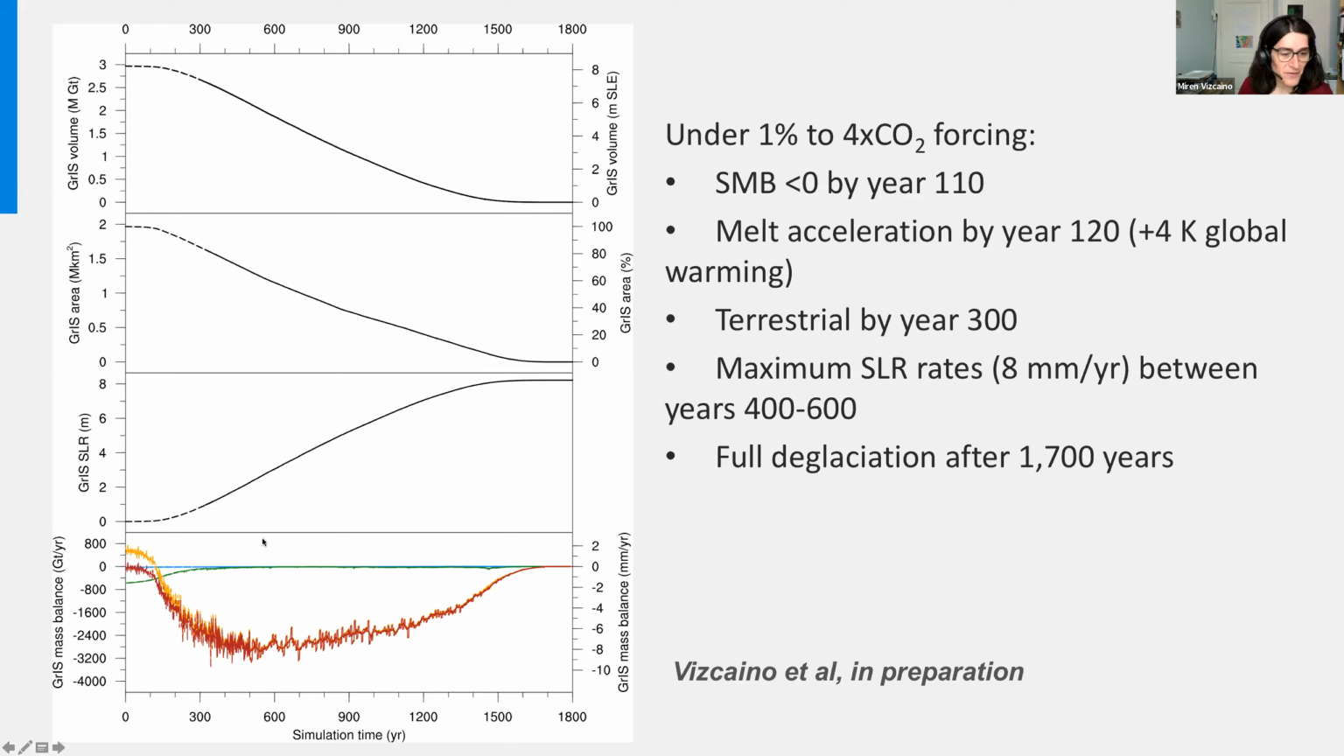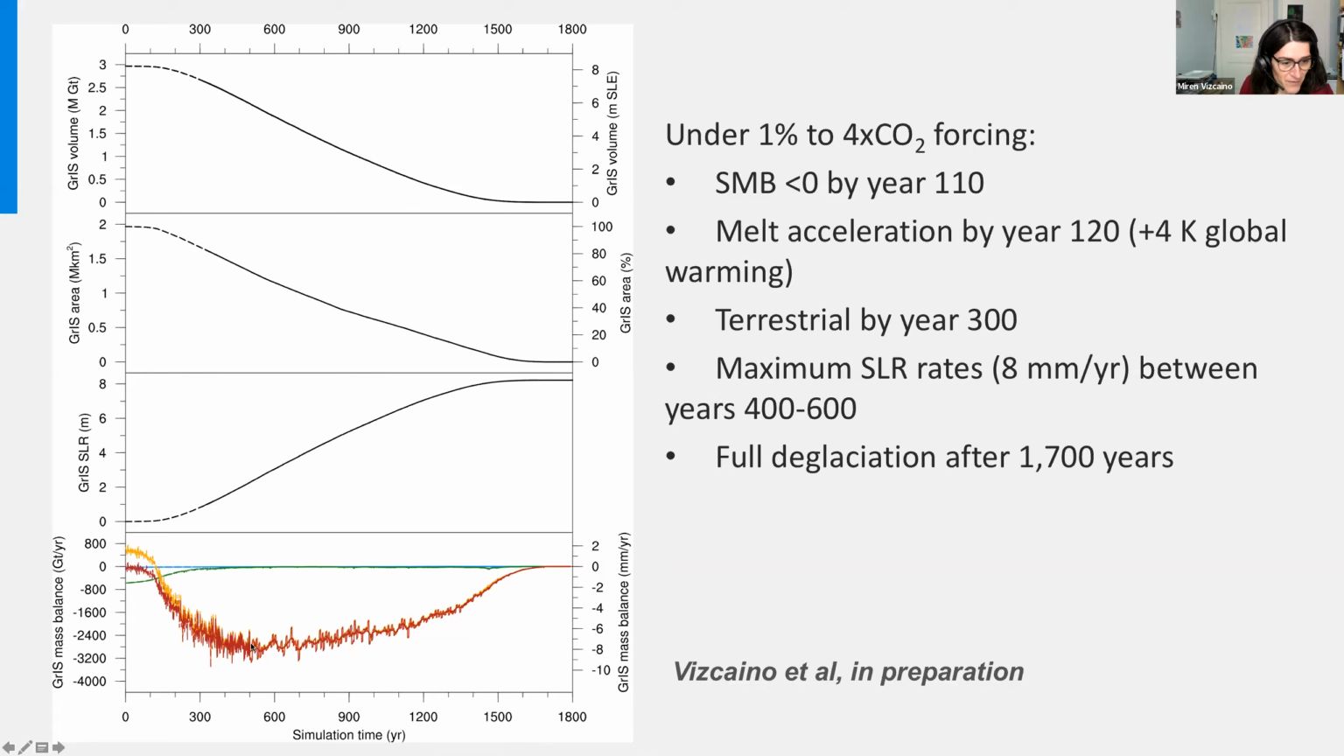And so if you look here at the evolution of the SMB, that is this yellow line. First it is positive and it is going down. This is the mass balance that is also including the ice discharge that is going down.